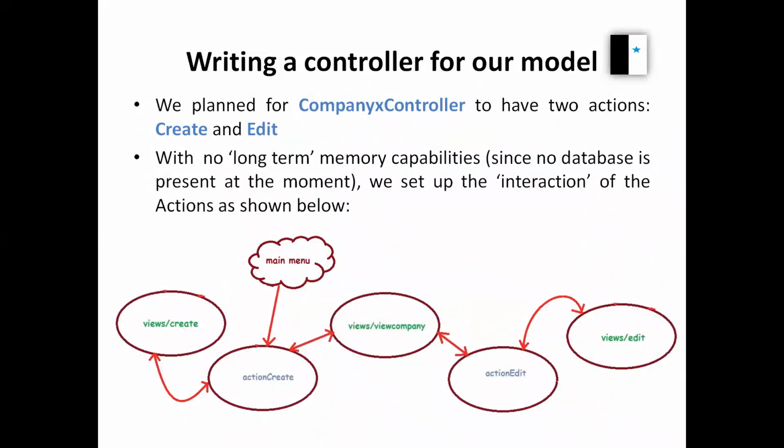Let's proceed to write a controller for our model. We planned for company X controller to have two actions, action create and action edit. We don't have any long-term memory capabilities since no database is present at the moment. So we set up the interaction of these two actions to be as shown below. We have the main menu. Through the main menu, you call action create, and actions create and edit communicate via view company.